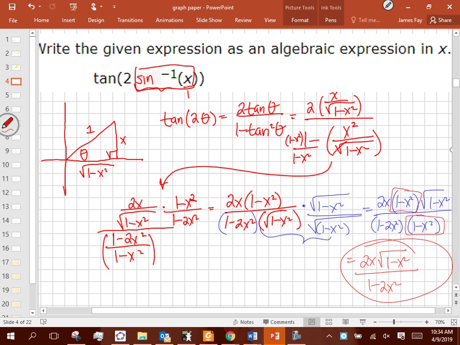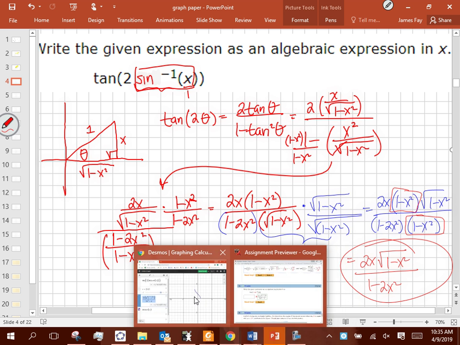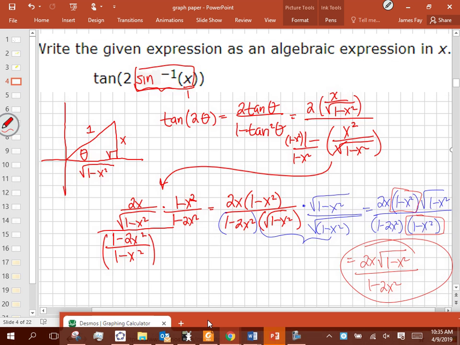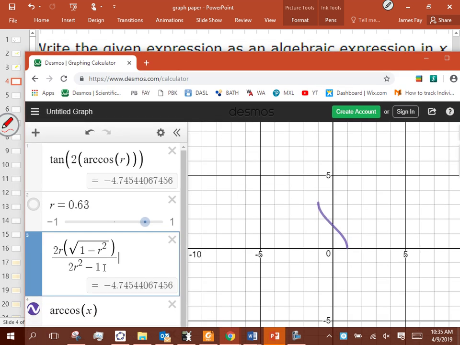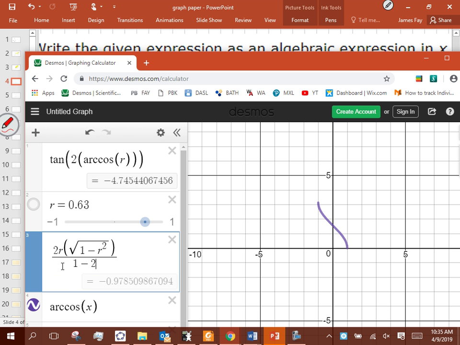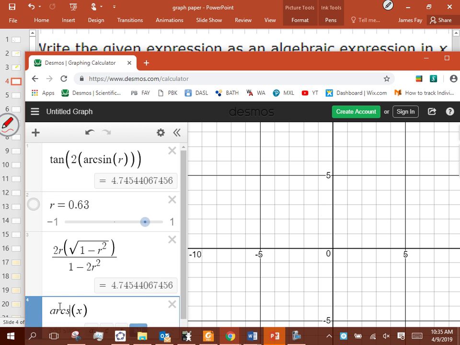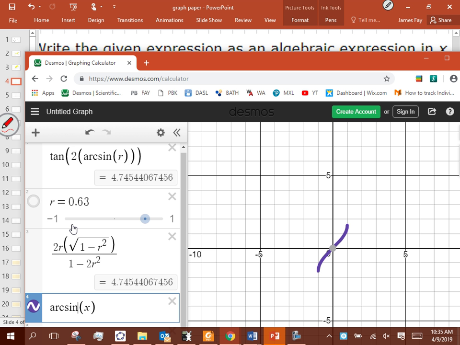Now, if we were to insert that into Desmos, so we had 2r square root of 1 minus r squared over, now this becomes 1 minus 2r squared. This would have been arc sine of r. Now hopefully we remember this, but arc sine has the same domain. So negative 1 to 1 is fine on my slider. And now we see those two things evaluate the same way at all those values of r.